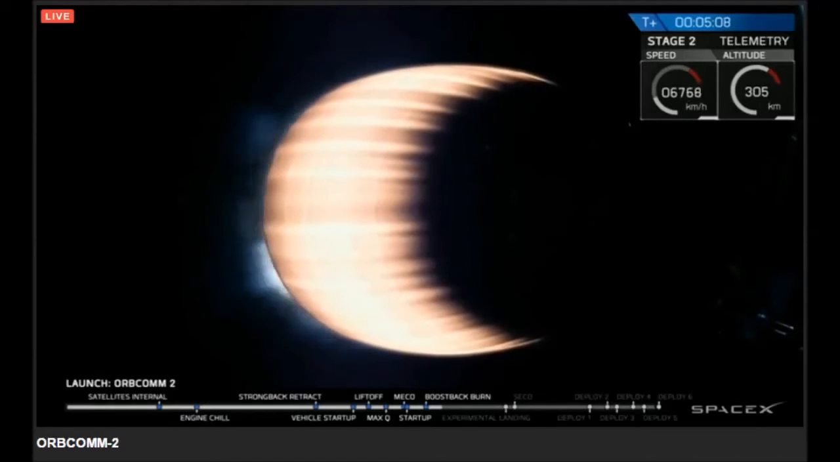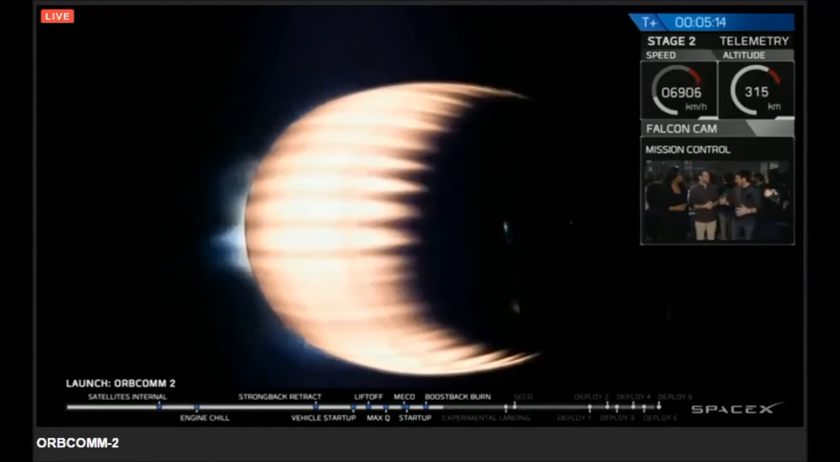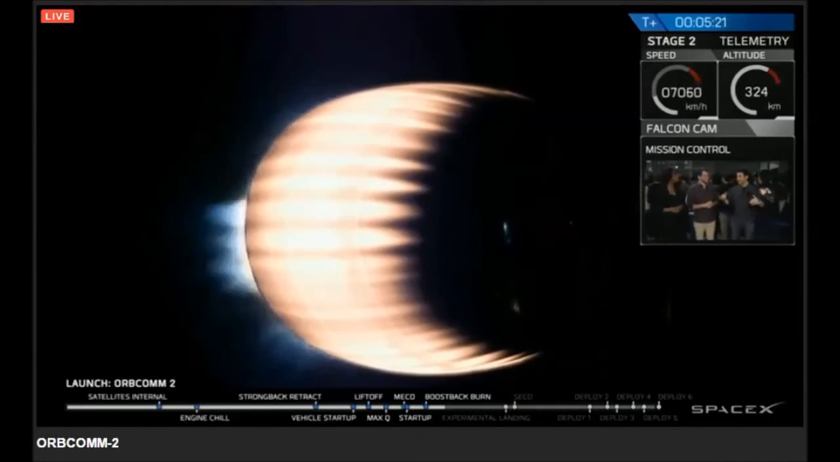There was first the takeoff, the immediate takeoff, which is just a huge relief. Then there's max Q, and you have the maximum pressure. Past that, huge relief. Then the stage separation, and everyone here went nuts. People here were going crazy. And then the boost back. So everything is so far looking great, right?